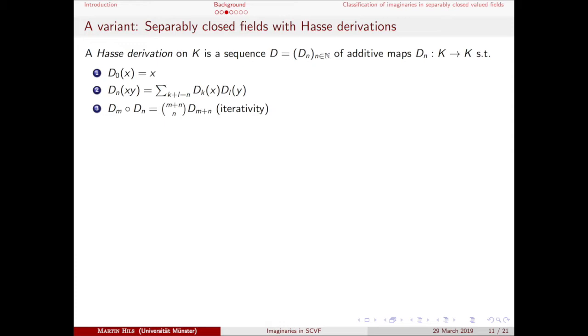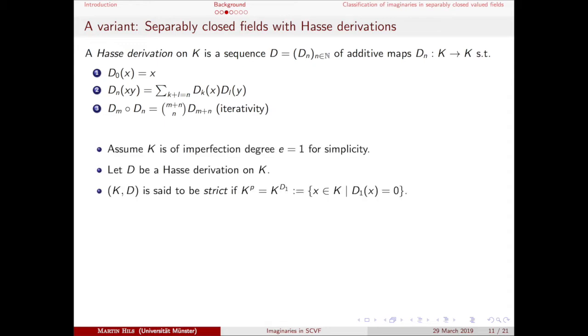So it follows from this that for n equal to 1 you have an ordinary derivation, you have the ordinary Leibniz rule there, and there is some iterativity condition. So d_m composed with d_n is (m+n choose n) times d_{m+n}. So you see that in characteristic 0 it's not interesting because d_1 will determine everything, whereas in characteristic p this is interesting because this binomial coefficient can be 0 sometimes. In characteristic p derivations cannot capture so much, and the Hasse derivations can go beyond that problem.